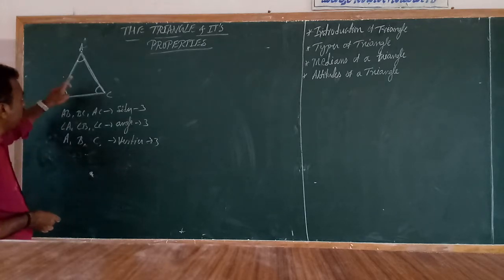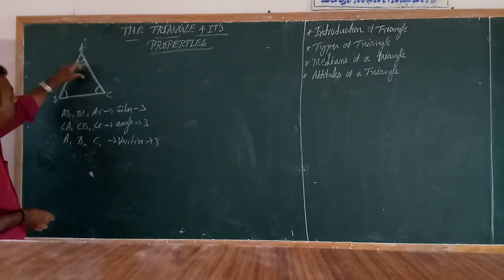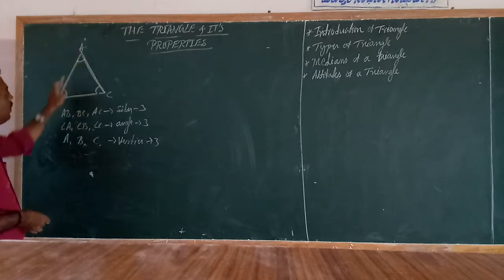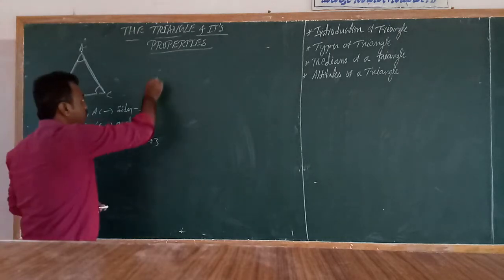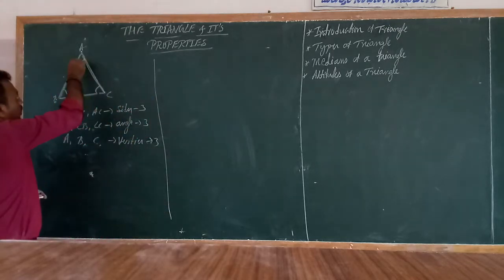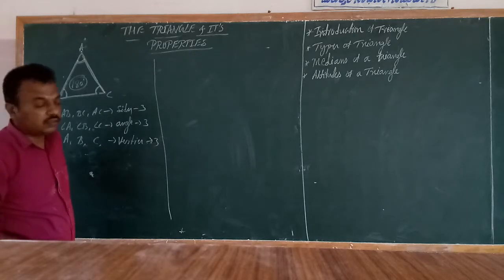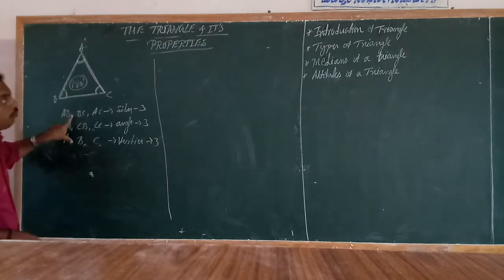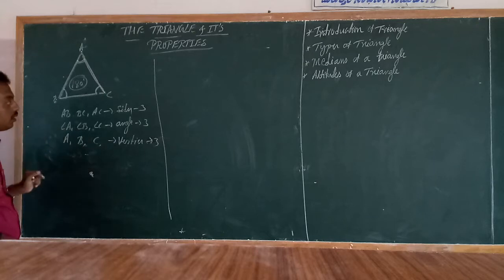Okay students, so a triangle is a closed linear figure. It is bounded by 3 sides or 3 line segments, and it has 3 angles and 3 vertices. Then the sum of the 3 angles is equal to 180 degrees. We will learn this concept in the next classes. These are the basic properties of triangles.